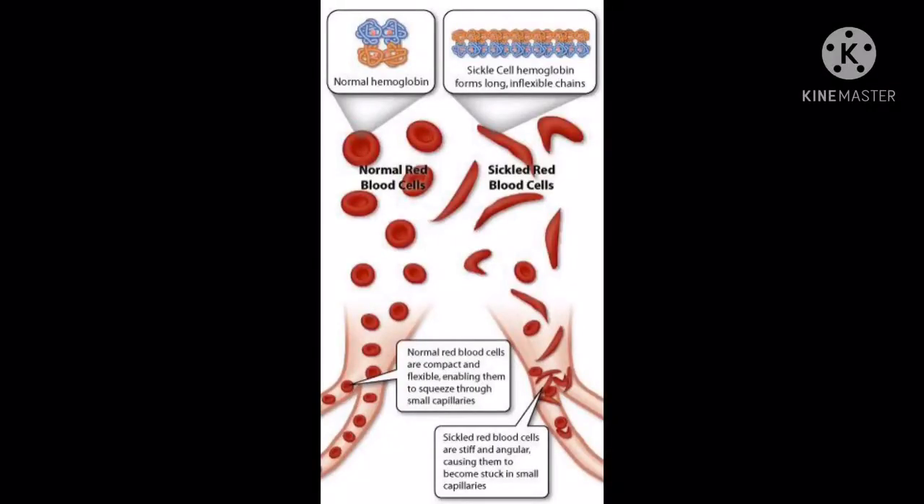Now in this picture you will find the normal red blood cells and sickle red blood cells. How the sickle red blood cells are blocking the flow of blood in the capillaries is also clearly visible. You can just compare and understand it.